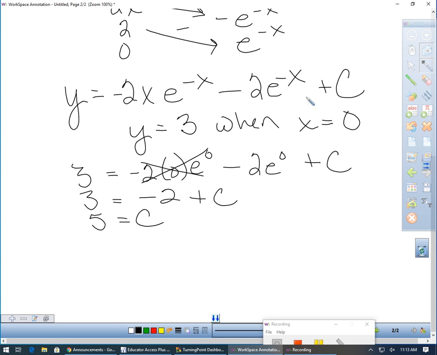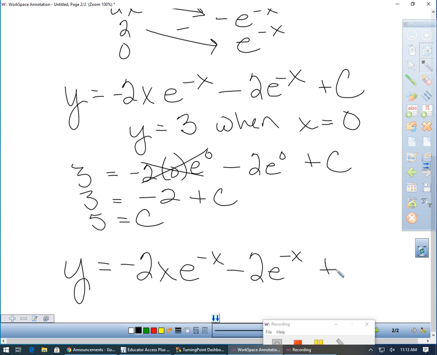And now we're going to substitute that back in for c. So our final answer will be y equals negative 2x e to the negative x minus 2 e to the negative x plus 5. We're good there? Okay. So you just have a couple problems like that, but I wanted to clarify the directions, what the directions meant, what they were trying to get you to do, okay?